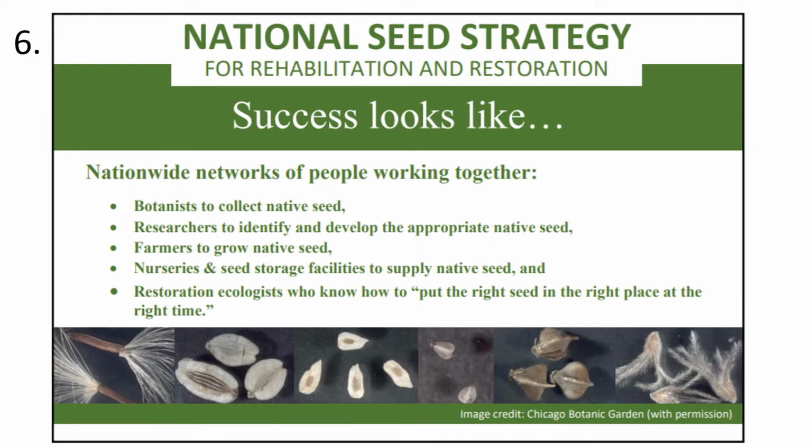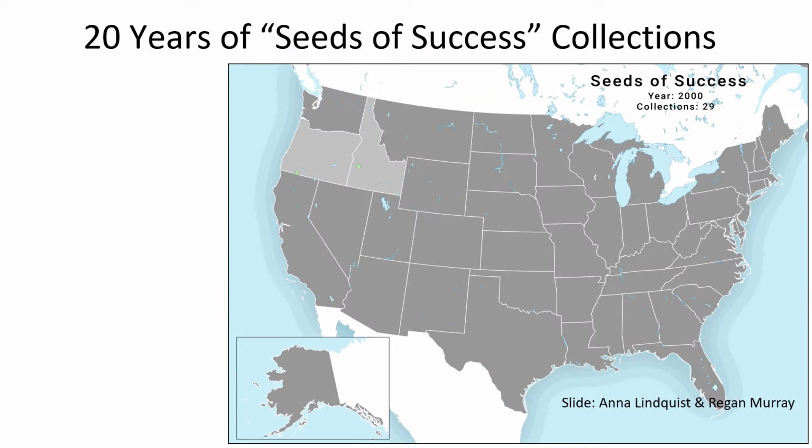There are numerous federal and non-federal entities that are signatories in the National Seed Strategy, and together they've determined that success looks like nationwide networks of people working together to collect seed, to identify and develop the appropriate seed, to farm it, to grow it, to test it, to certify it, store it and supply it, and then put it in the right place at the right time.